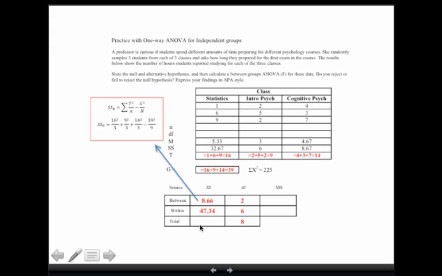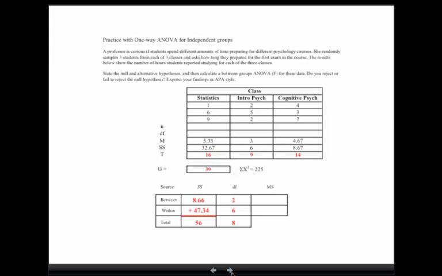The next thing we're going to calculate is total sum of squares. There is a very complicated formula in your book for this. I say don't use the formula. Remember, with degrees of freedom, if you added between, within, you got the total. You can do the same thing for sum of squares. So if you add 8.66 to 47.34, you get 56. It's as simple as that.